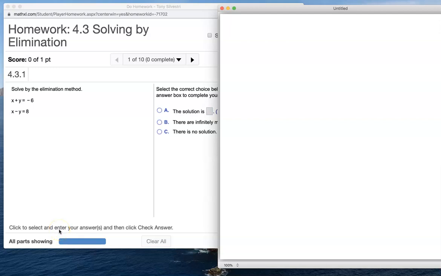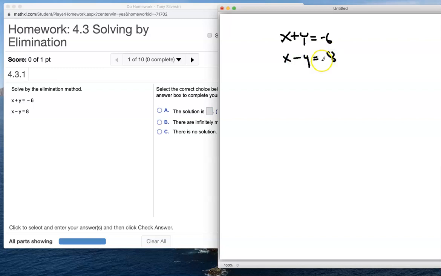Welcome to section 4.3. And in 4.3 we're going to solve these systems of equations using what's called the elimination method. Now with the elimination method, the reason why they use the word elimination is they want you to eliminate a variable. That's hence the name. So what are we talking about when we talk about eliminating a variable? Well, let's write these two equations down. There's one equation, the first equation. And here's the second equation.